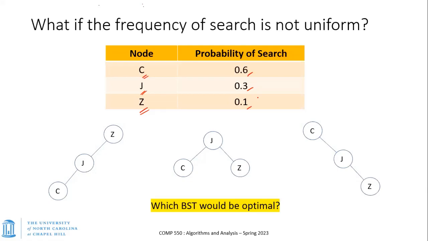So we're saying that the probability of searching for a name starting with C, or just the letter C, is 60%. And there are only 3 letters in this table. Then the probability of C is 60%, J is 30%, and Z is 10%. So in other words, when you sum these up, it comes to 100%.